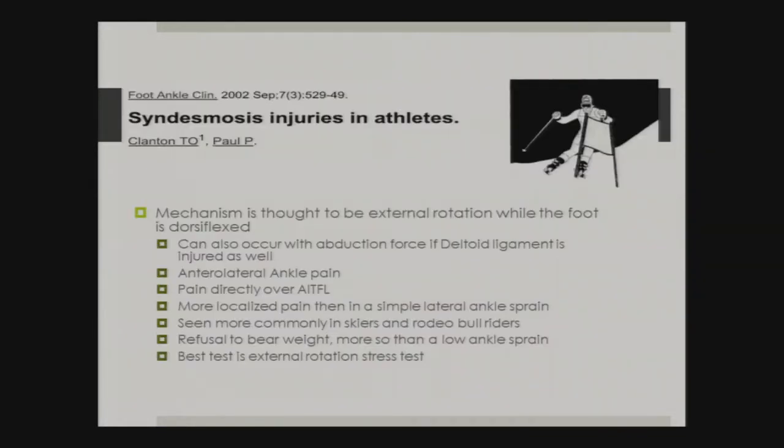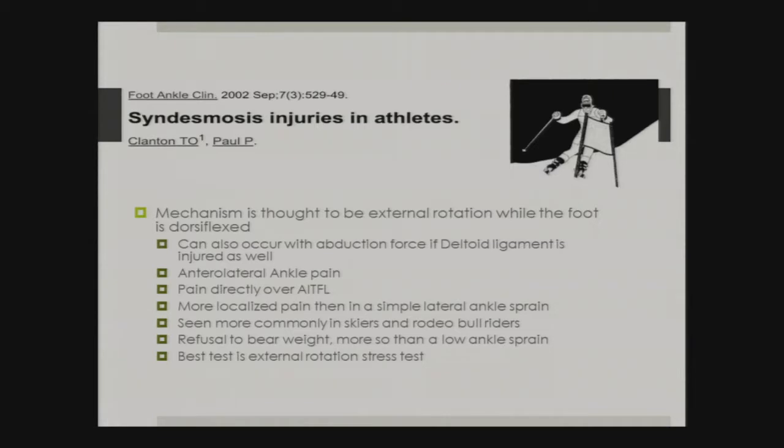So this is a little bit older study that talks about syndesmosis injuries in athletes. They describe the mechanism to be similar to what we have just talked about, being dorsiflexion and external rotation. They also talk about presentation in these athletes. A lot of times they had anterolateral ankle pain, pain directly over the anterior syndesmosis, over the AITFL. And they describe the pain being more localized than just a simple lateral ankle sprain.